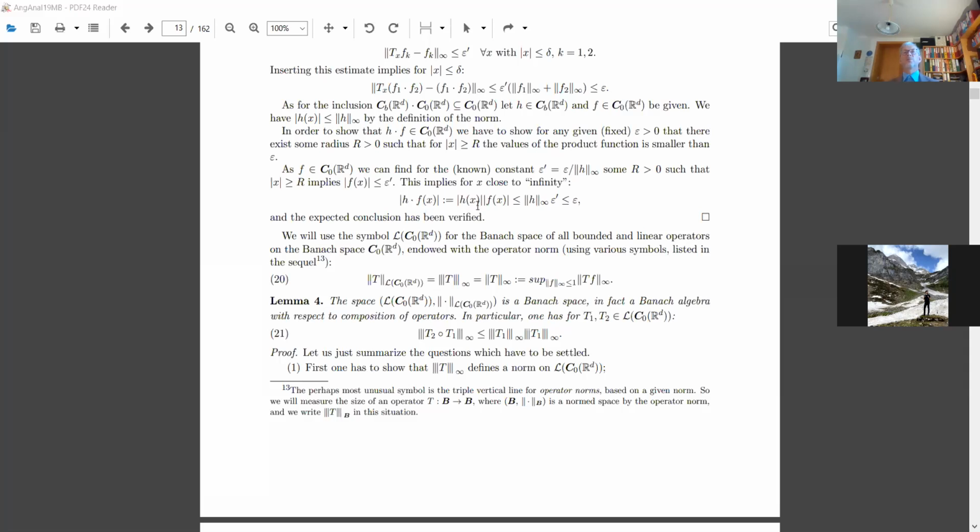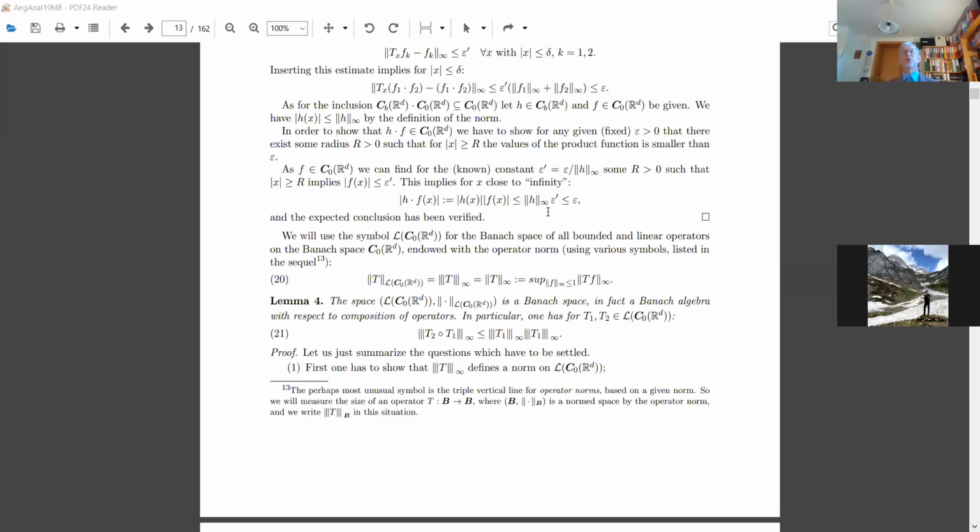And, well, it's a product of the absolute value of h of x with f of x. H of x, independent of where you are, is controlled by the size of h, so it's some fixed constant. And this can be made small. Well, how? By taking the argument far away from the origin, or practically by assuming that the radius is big enough.